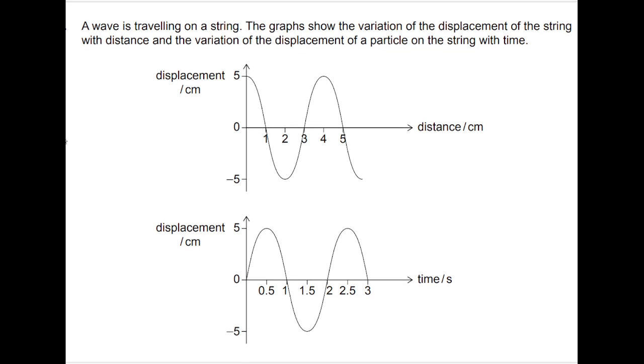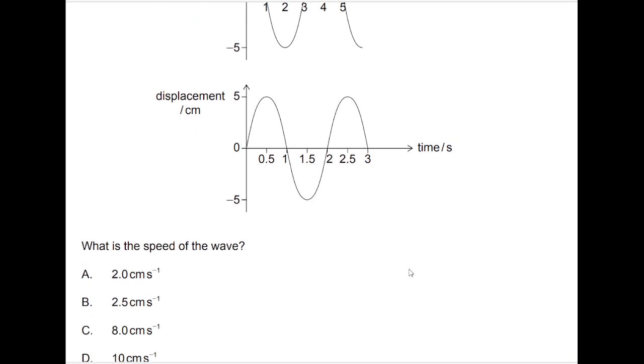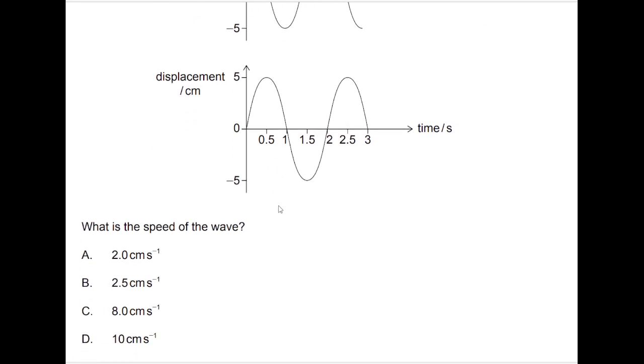Moving to question number 11. A wave is traveling on a string. The two graphs are given, one is displacement versus distance and the other one is displacement versus time. We have to calculate the speed of the wave. So we know that the speed of the wave is given by the wave equation, v equals f lambda. f can be written as 1 by T. So now I should know lambda and I should know time, and I will substitute it in the formula.